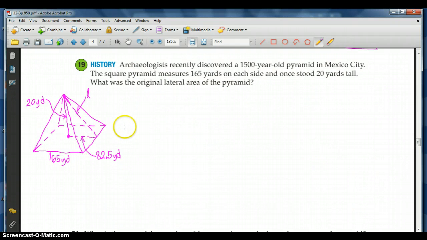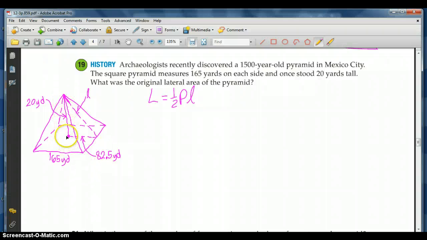Number 19, archaeologists recently discovered a 1,500-year-old pyramid in Mexico City. The square pyramid measures 165 yards on each side and once stood 20 yards tall. So 20 yards for my altitude. What was the original lateral area of the pyramid? So you can see the sketch that I made for this. That's the first thing that we need to do. And we want to find the lateral area. So lateral area is half of the perimeter times the slant height. So since I don't know what the slant height is, I would find that first.